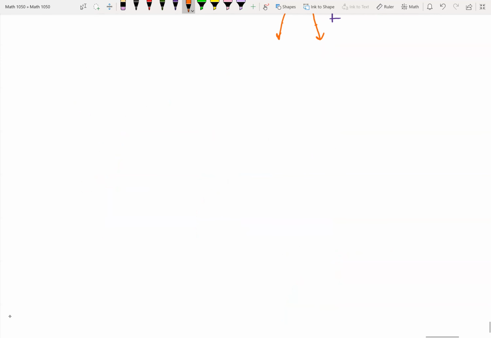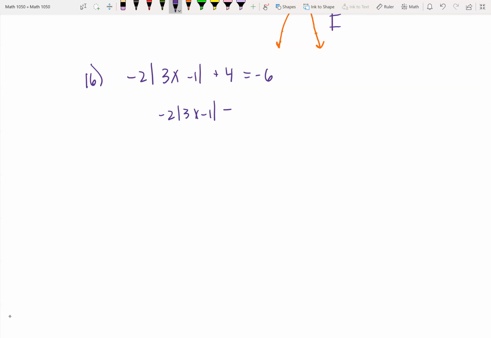Okay, question 16. I have seen this on Weber State's test before. So you have to know the steps. Step 1, get that absolute value alone. 4 comes over and becomes a negative. Divide by a negative 2, and I get a positive 5. I split it into 2.